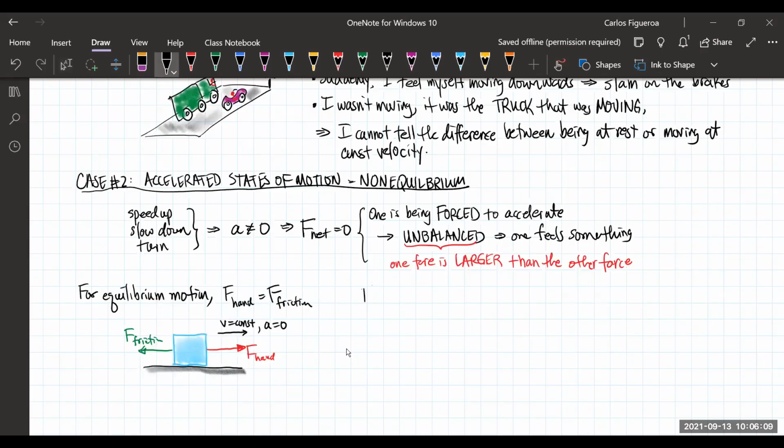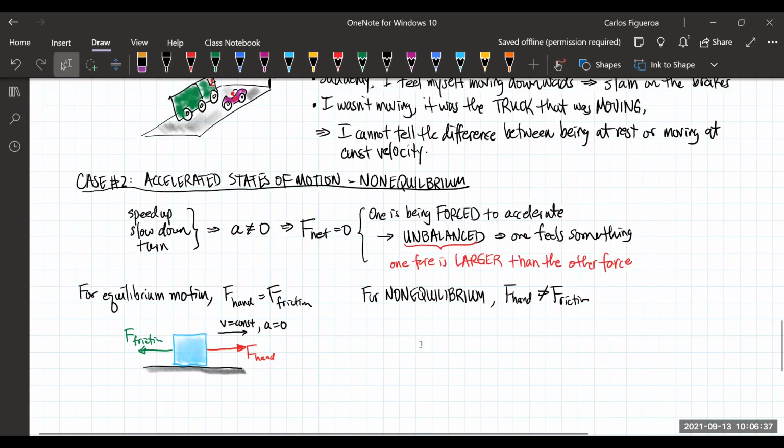Now, for non-equilibrium, that can't be the case. Right? For non-equilibrium, what this tells us here is that the force of the hand cannot be equal to the force of friction. One has to be bigger.